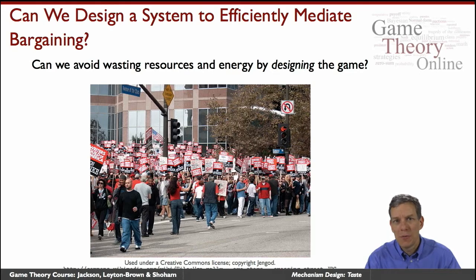So the question becomes, which procedures can we design? What are the best that we can do? How do we begin to think about that? How do we begin to model designing an institution and then seeing what the outcomes are going to be and trying to design the best institution in terms of those outcomes?